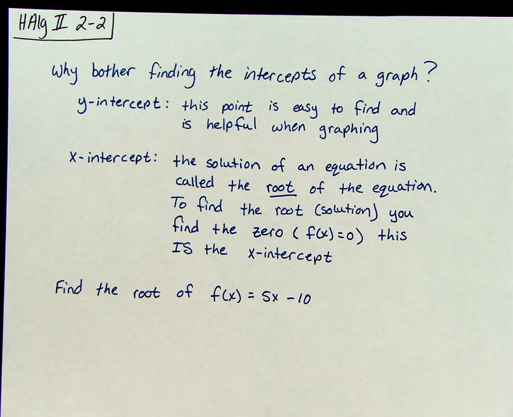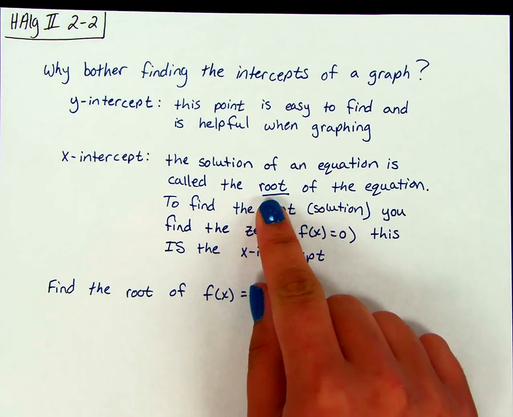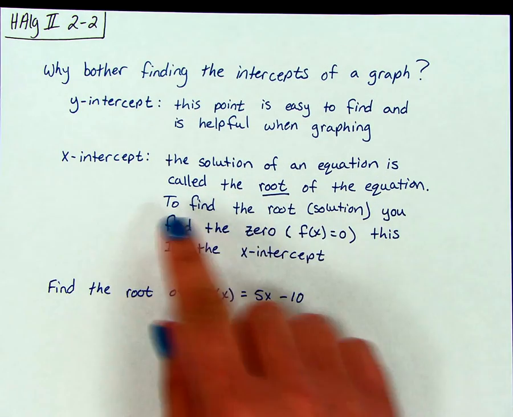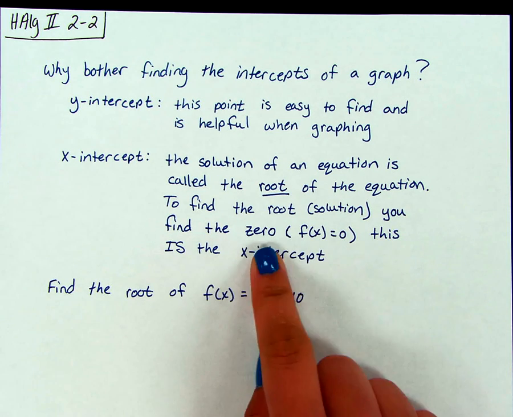Now, the x-intercept is very important to us. So when we're finding the x-intercept, we're really finding the solution of an equation. And we have redefined that to be called the root of the equation, or sometimes it's also referred to as the zero. Okay, so root and zero are interchangeable.